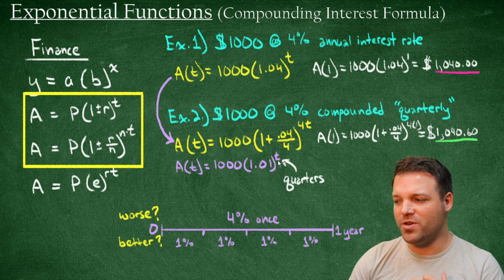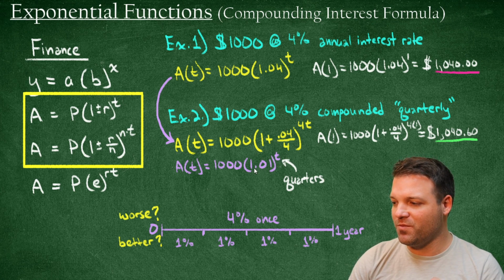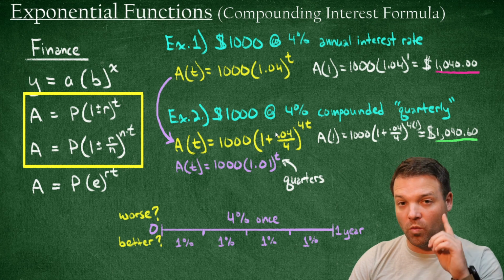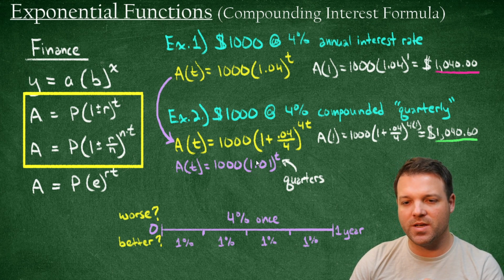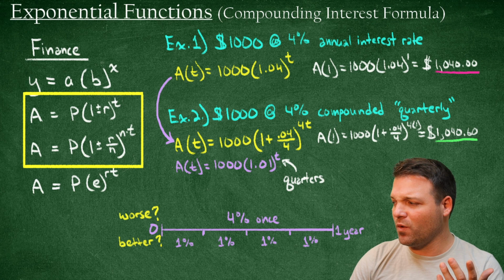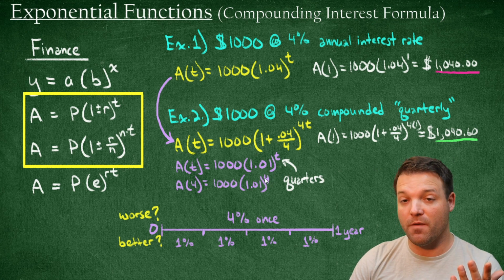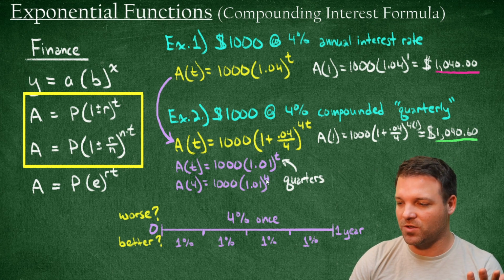Now, if we redefine t as not years but quarters, then we can just use our simple interest formula. We're not applying 4% every time; every quarter we're applying 1%. So that's where we get the 1.01 from. We're going to apply a rate of 1.01, and t is just going to stand for the number of quarters. For this particular example, if I was just talking about 1 year, there are 4 quarters in 1 year. So I would plug in 4 for t, because t stands for quarters in this case.